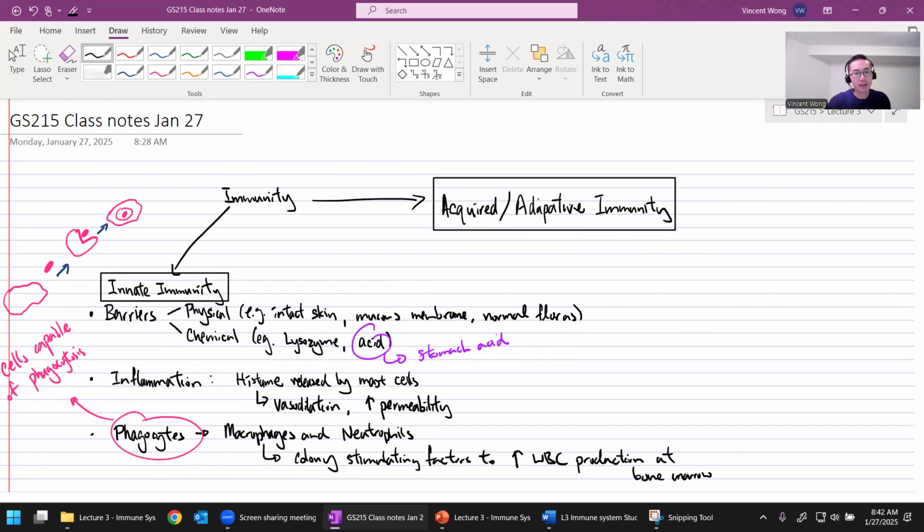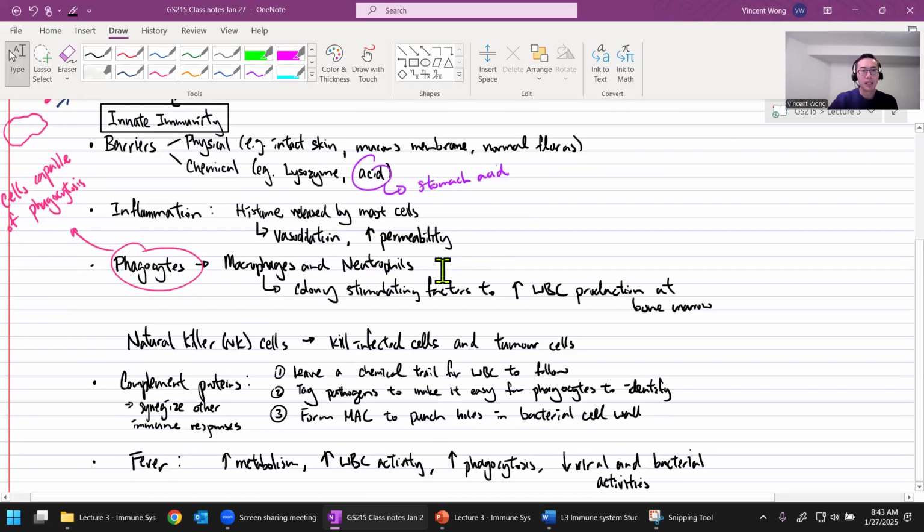Michael asked if it's like vaccines. We'll talk about vaccines later. Vaccines can trigger adaptive immunity, but it's not equal to adaptive immunity; it's able to cause you to create adaptive immunity. We'll talk about that towards the end of the class. All right.